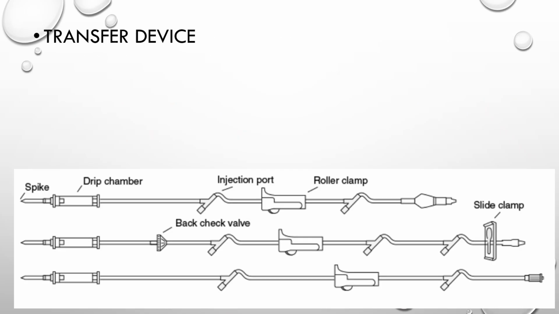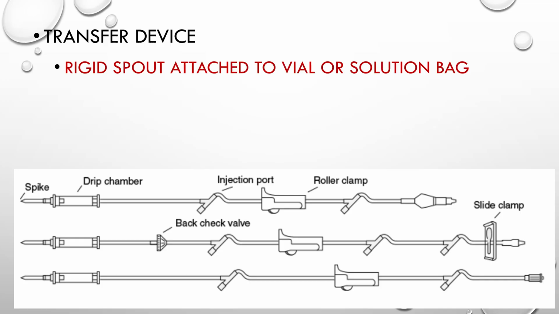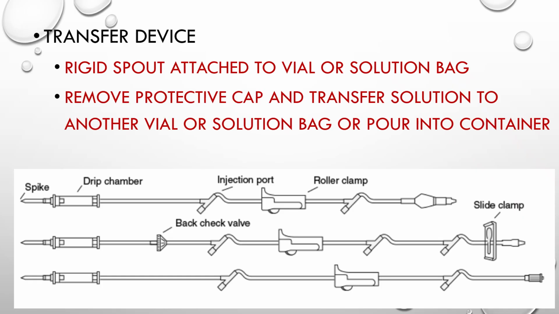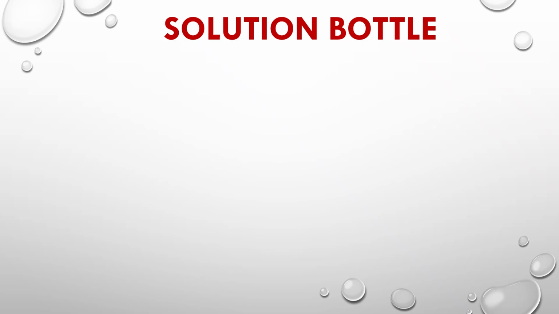This is just showing what the transfer devices look like. So it has a rigid spout that's attached to the vial or the solution bag, and then we remove that protective cap and transfer the solution to another vial. So not actually into a patient, but we're using it to transfer it into another sterile container, like a solution bag or some type of container. So again, typically that basic admin set is used.